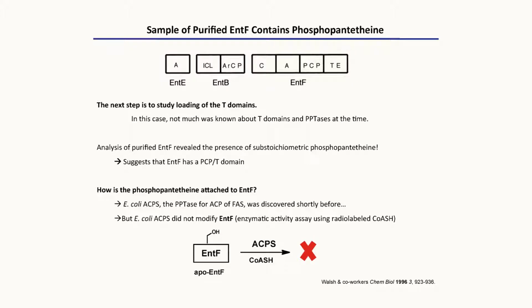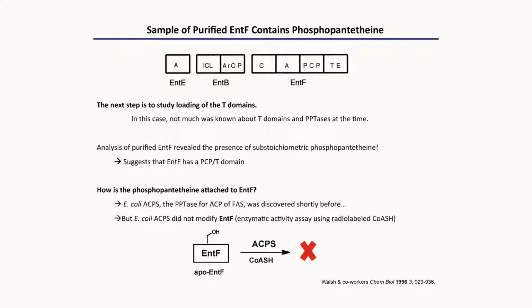So in the analysis of purified NF, what analysis of this purified protein had revealed in some instances was substoichiometric phosphopantetheine. And so is that a contamination or is that meaningful, right? In this case, it was a meaningful observation that when chased proved to be very helpful. That suggested that maybe there's a T domain here that's modified. That's something we can infer from this.